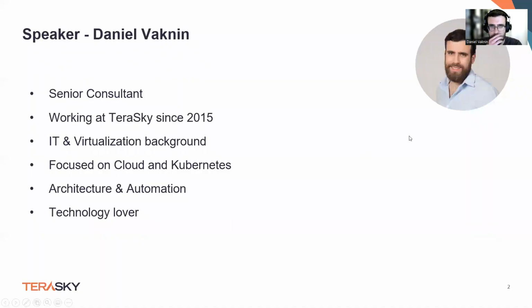So first of all, about myself, my name is Vaknin. I'm a senior consultant here at TerraSky, working since 2015, so like 7 years now. I came from an IT and virtualization background, so mainly VMware technologies, and then focused more on cloud solutions and Kubernetes, and also specifically on infrastructure as code solutions and on FinOps solutions, so how to save money in the cloud or in Kubernetes environments. And now mainly I'm architecting solutions for customers here at TerraSky with the rest of the team.